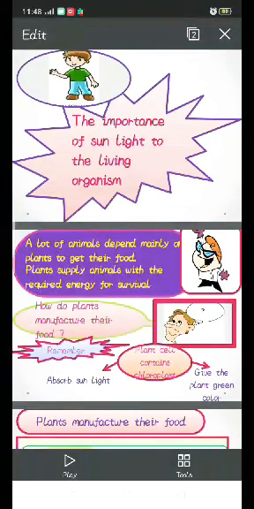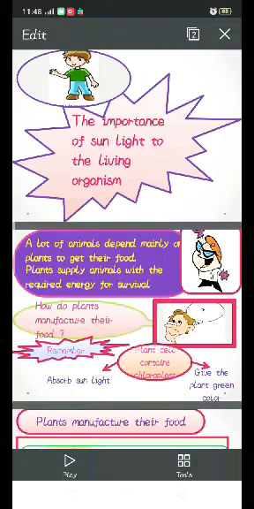Good morning. Let's talk about the new lesson, Unit 1, Lesson 4: the importance of sunlight to living organisms. As you know, living organisms are plants, animals, bacteria, and fungi. These living organisms need sunlight. It is very important to living organisms.